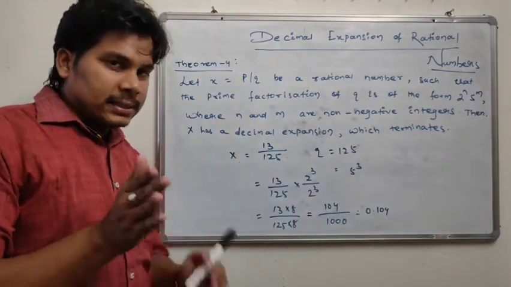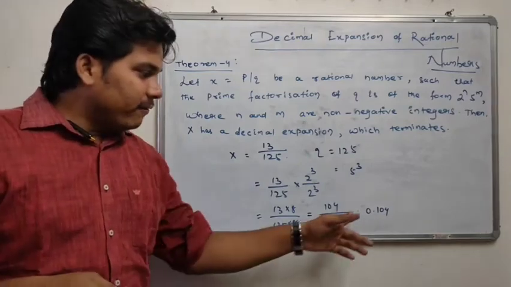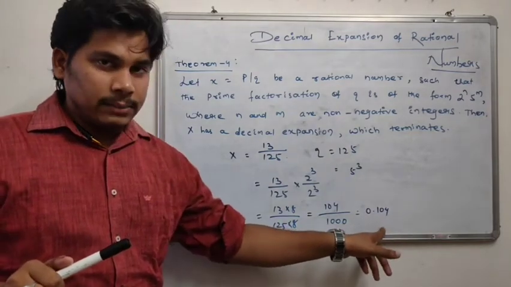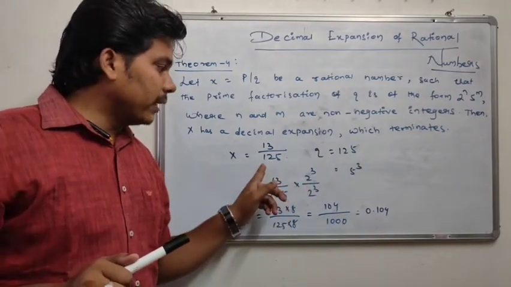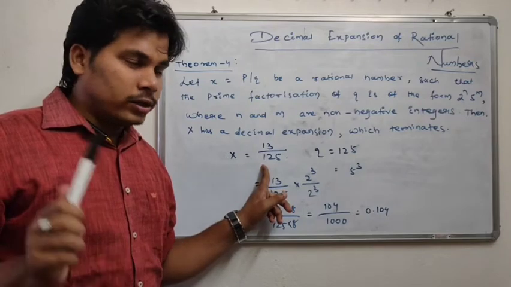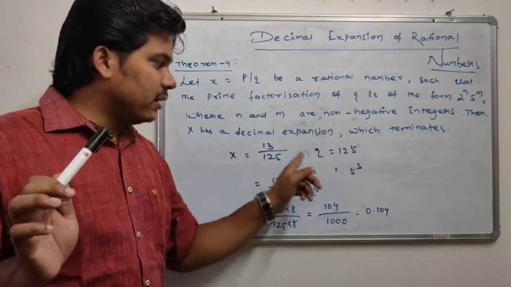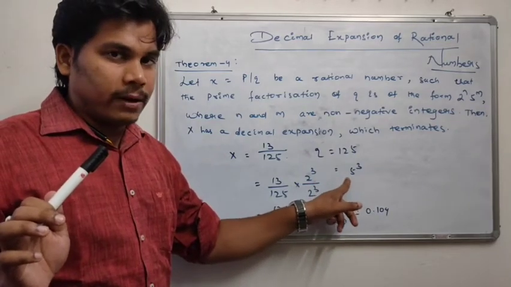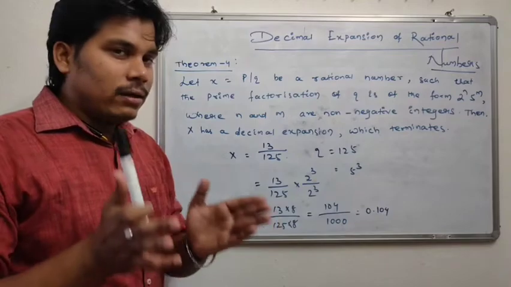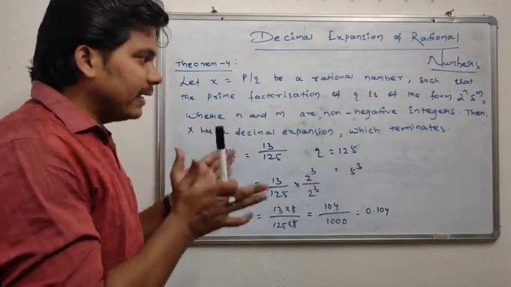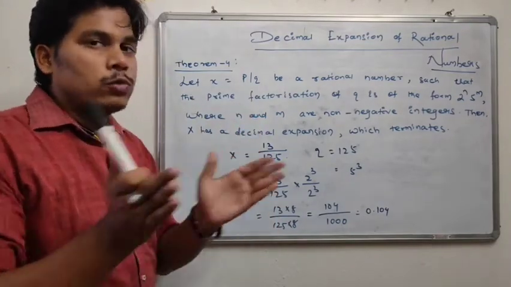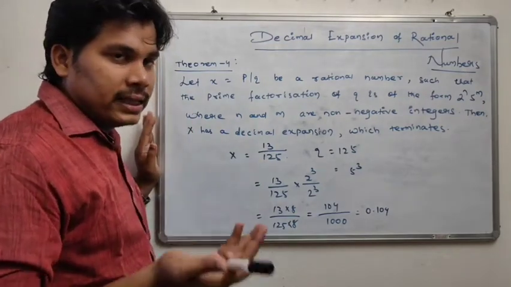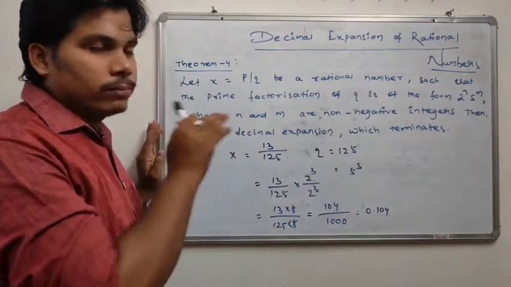Here you can understand what we did in the last exercise, the last theorem. We took a decimal and then we got the rational number in the form of p by q, and we tested whether q is in the form of 2 power n into 5 power m. It was there, and these two are converse to one another. That's why this theorem is the converse of theorem 3.